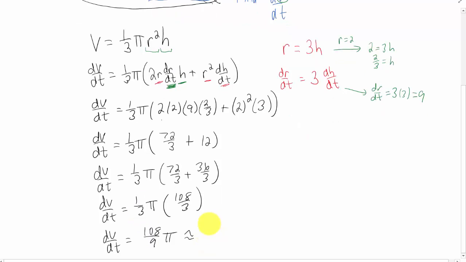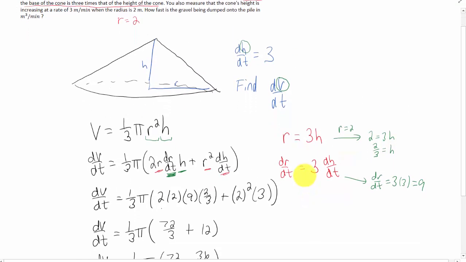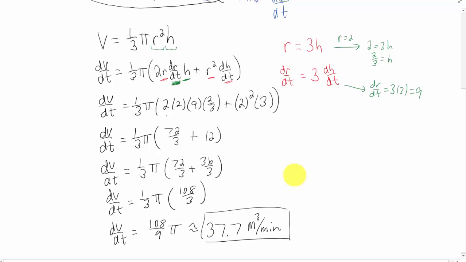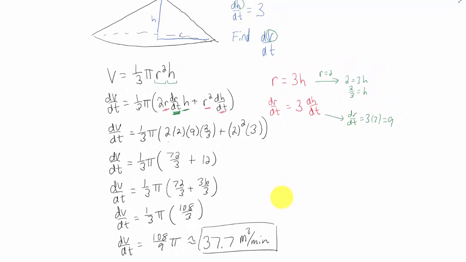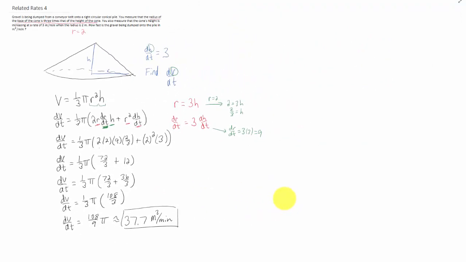If we want a little bit of closure and get maybe something close to a real world number here, I'm getting that this is approximately 37.7. And a unit check here, we are talking about meters cubed per minute. Okay, so the volume of that conical pile is increasing at a rate of 37.7 meters cubed per minute. That's how much gravel is going onto that pile. Okay, I think that's going to do it.